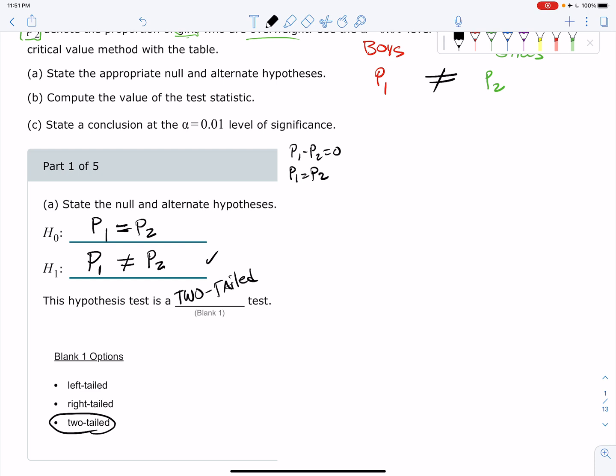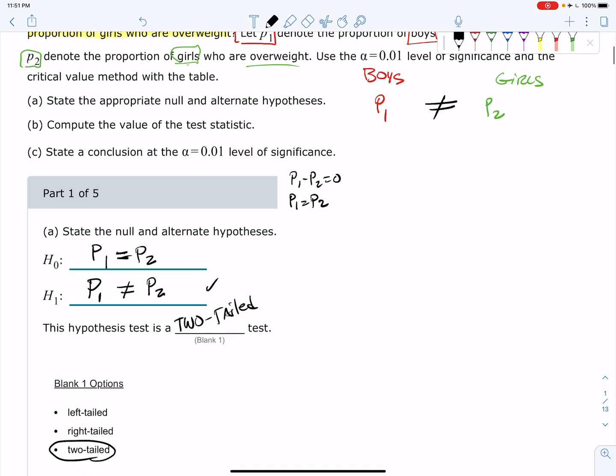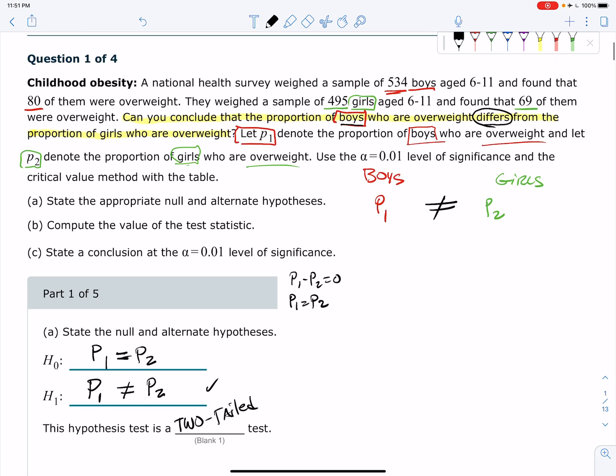Okay, so let's move on here. We've got the first two or three things filled out. Let's get our information and use the proper notation. So here's our proper notation. First of all, it says they're doing a sample of 534 boys. That means n sub 1 equals 534. And they're also saying out of those, 80 of them were overweight. Well, that's the category of the thing we're looking for. So x sub 1 is going to be 80.